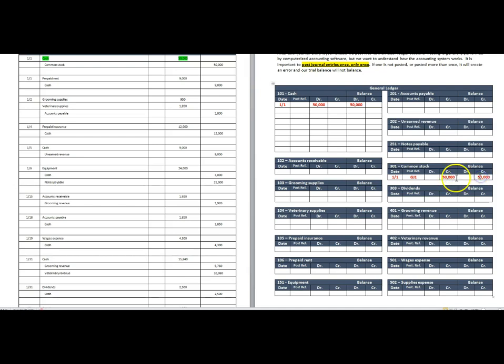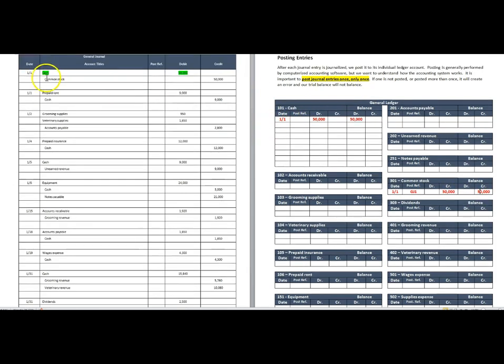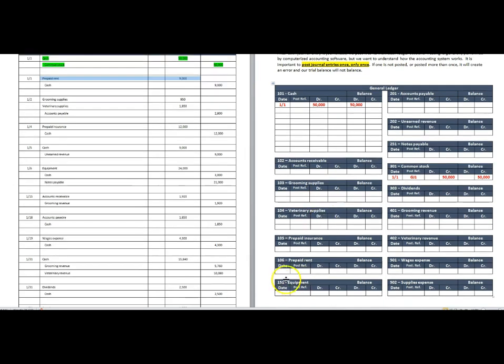These two numbers don't always equal. This number is the ending balance. It just had a prior balance of 0, so 0 plus 50,000 equals 50,000. All right, let's do prepaid rent. Prepaid rent was debited for 9,000, so we go to prepaid rent. We debit it for 9,000, and that becomes its ending balance as well because that's the only transaction.